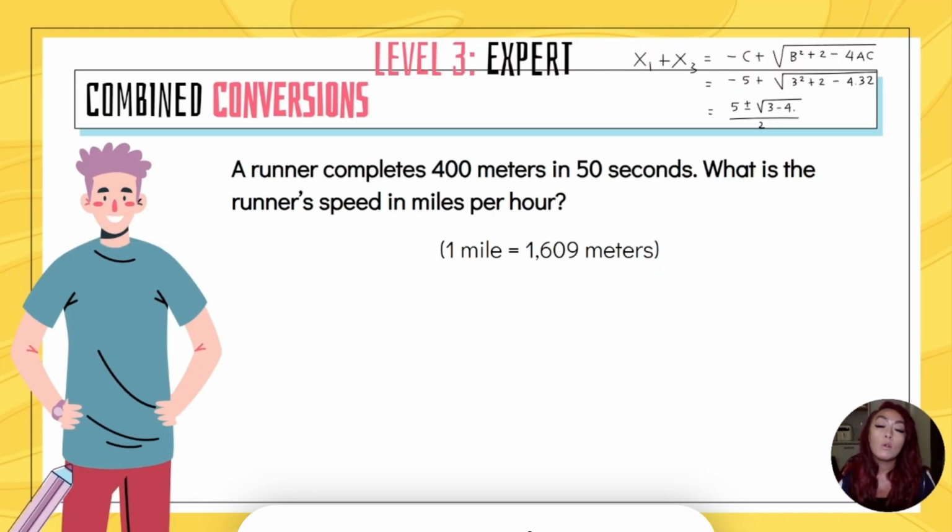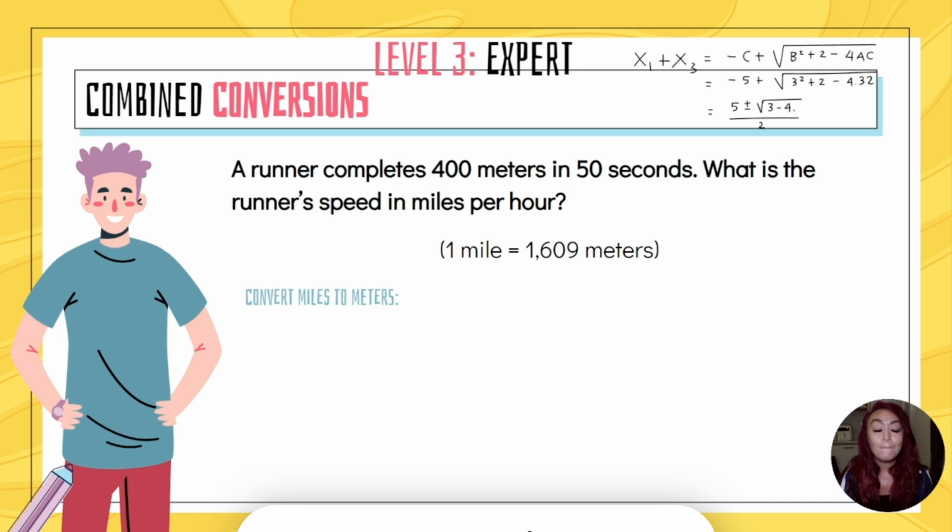In Level 3, we'll work on combined conversions. A runner completes 400 meters in 50 seconds. What is the runner's speed in miles per hour? And I give you the unit conversion factor, which is 1 mile equals 1,609 meters. Notice how we're going from meters to miles and seconds to hours, right? So this is a combined conversion. It's more involved. It's more multi-step.